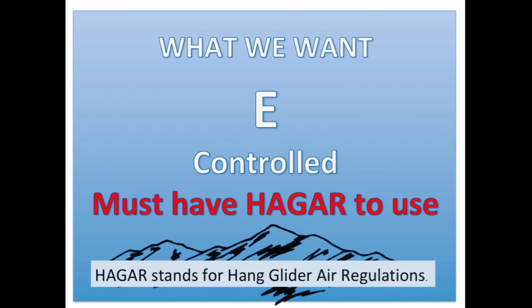Well, after you've studied that last image for a while, you'll probably have realized that there's a lot of Class E airspace around the Class G airspace. Well, yes, this is the airspace that we use to do our cross-country flights in. And of course, you need your Hagar to be able to use this airspace.